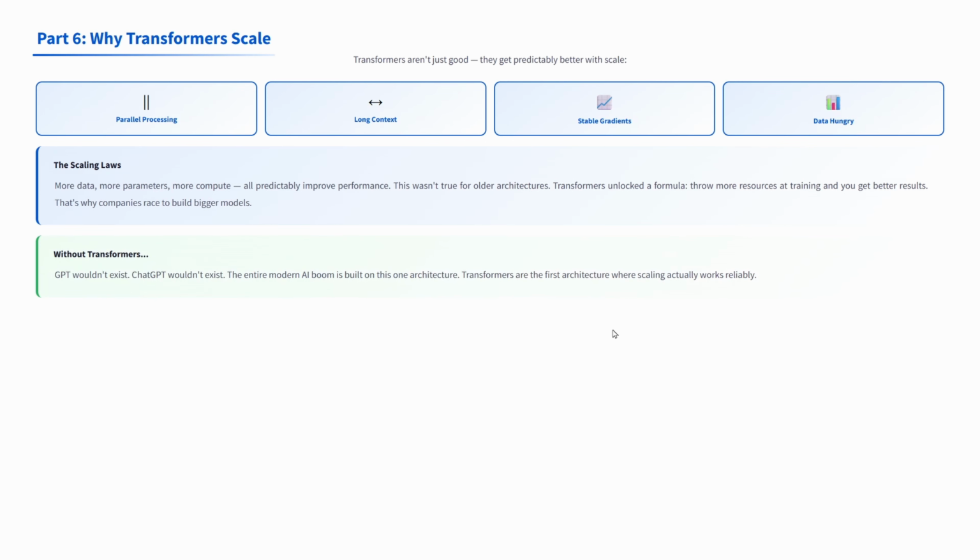And here's the key point. Without the transformer architecture, GPT wouldn't exist. ChatGPT wouldn't exist. The entire modern AI boom is built on this one architecture. The transformer is the first architecture where scaling actually works reliably.